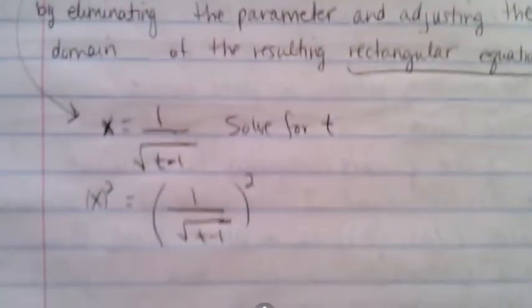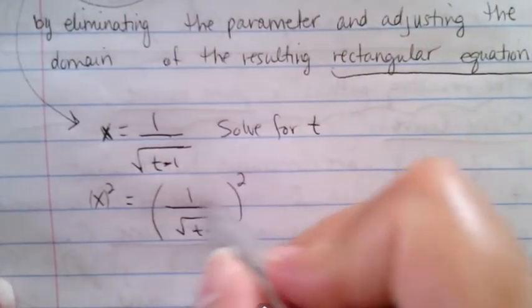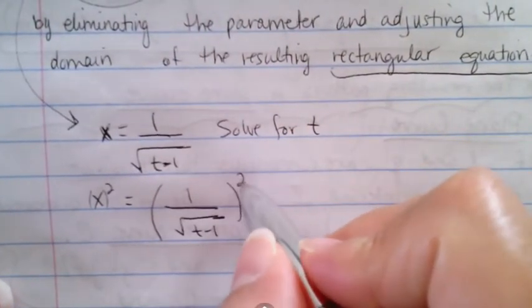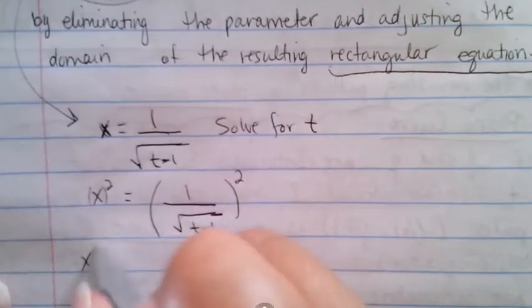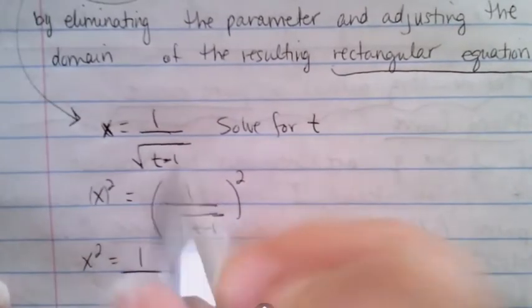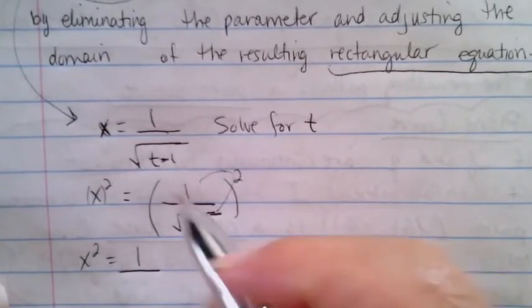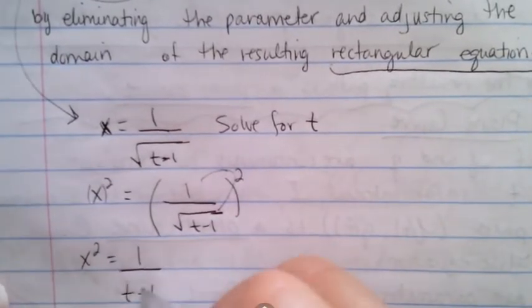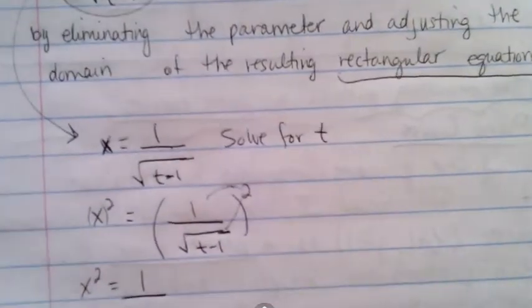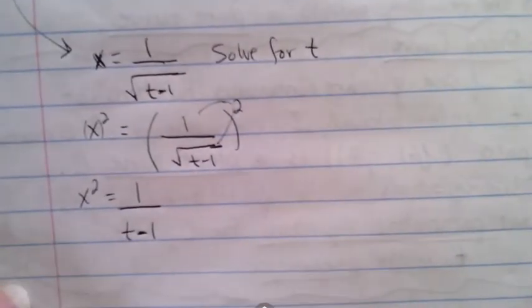And what that's going to do for me is it's going to get rid of the root, because if I square 1, it's still equal to 1, right? This is x squared is equal to 1 over, but if I square this one, remember you square both of them, the root goes away. So now I just have t minus 1. And that just looks a little bit easier to work with.